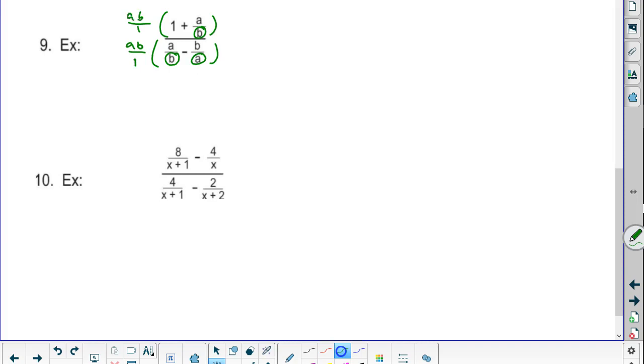All right, so AB over 1, AB over 1. Distribute: AB plus A squared over A squared minus B squared. All right, so on this one, you could factor an A out of the top, right? But you'd get an A times an A plus B.